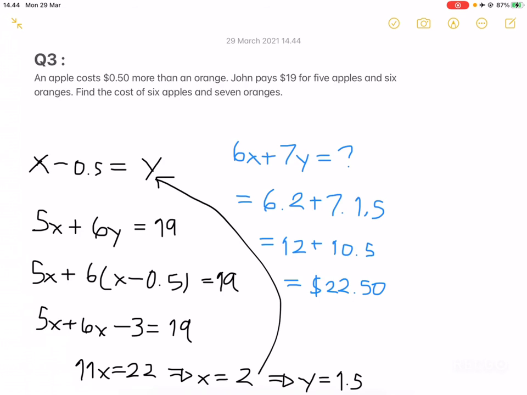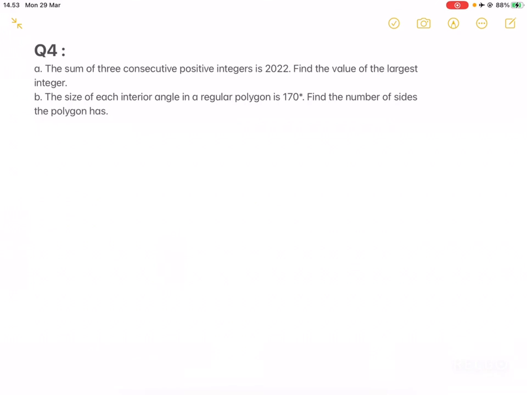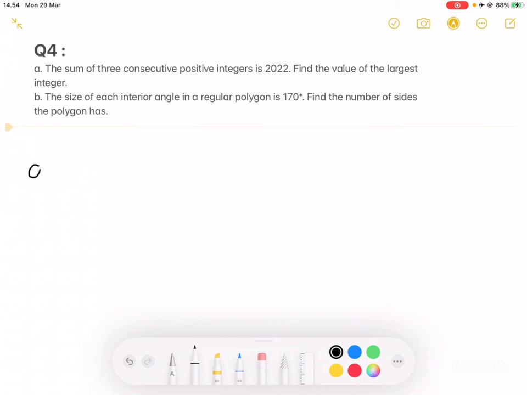Let's jump into question number 4. Alright, this is the last one and it contains 2 parts. For the first part, part A, the sum of 3 consecutive positive integers is 2022. Find the value of the largest integer.